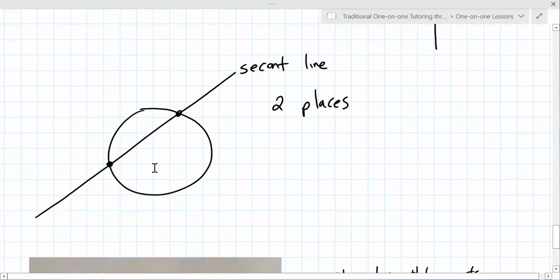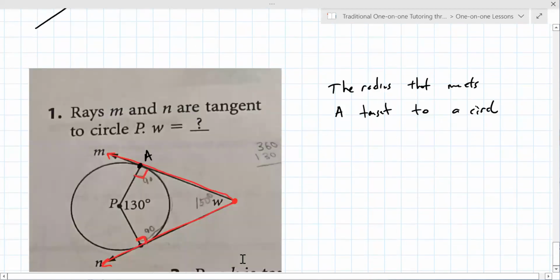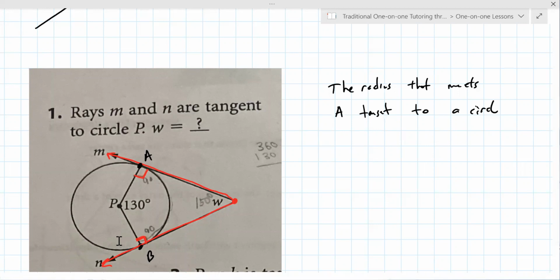So let's go back to my drawing up here. If I were to draw a radius right there, this is 90 degrees. So the radius to the tangent is always 90 degrees. So here, this radius P to B, and this tangent is always 90 degrees. Always 90 degrees. And then it's 90 degrees on both sides, correct? Yes, because the tangent to the radius is always 90 degrees.